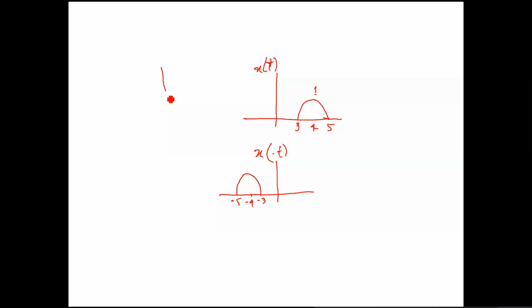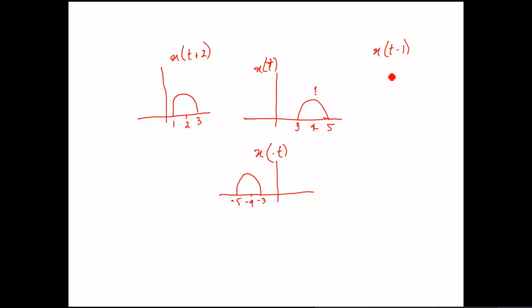And similarly, if you want to see the shifting part, let's say x of t plus 2. This is going to be a shift left by 2 time units. It is going to be something like this, starting at 1 and finishing at 3. And similarly, if we have x of, let's say, t minus 1, it is going to be a right shift by 1 time unit. So that means it will start at 4 and finish at 6. Right? So these are simply a few things that you will come across a lot.